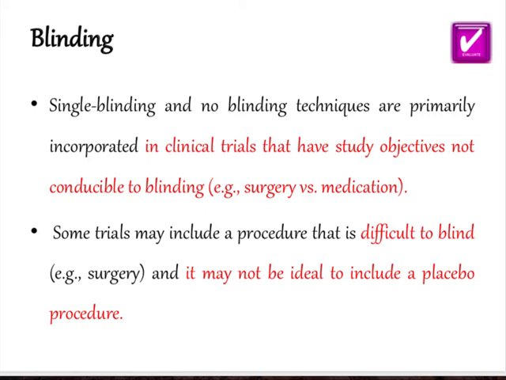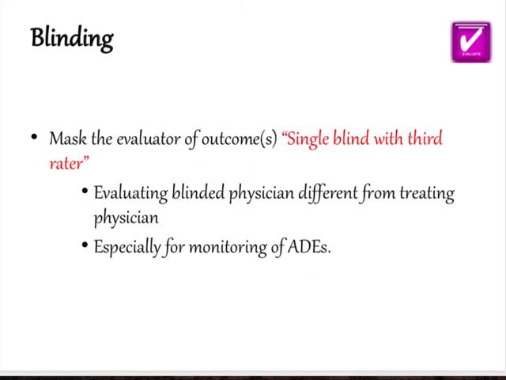What I mean here is, if you are doing two different surgical procedures, the patient should know that he is undergoing a surgical procedure. If it is, for example, surgery versus medication, the intervention group is taking the surgery, and the control group is taking the medication. So for sure, people will know who is doing surgery and who is not. So they will know, and you cannot do double blind here. So sometimes it's difficult to blind, like in surgeries. That's why it's single blind only, or maybe it's an open label study.